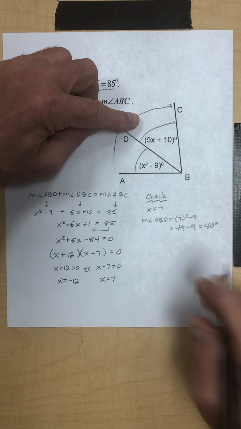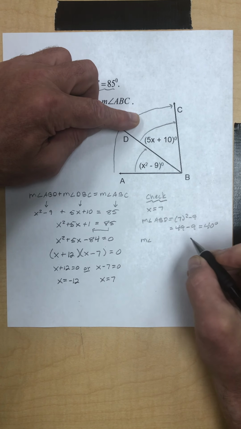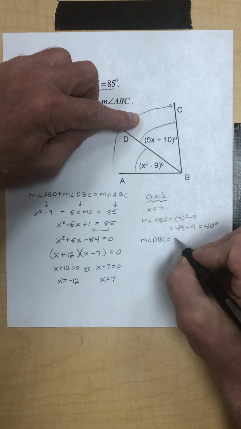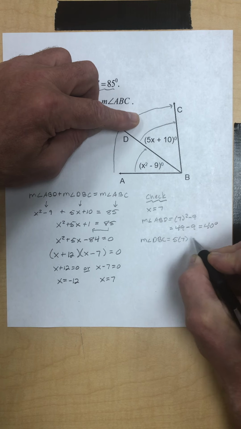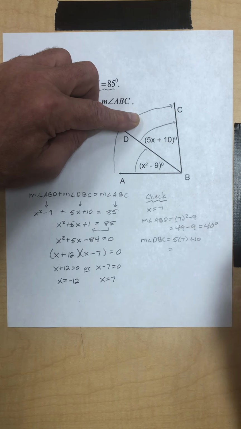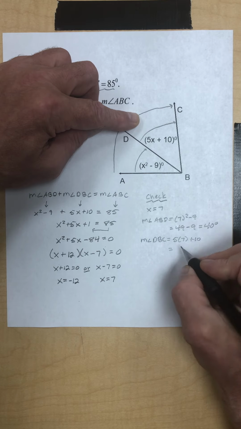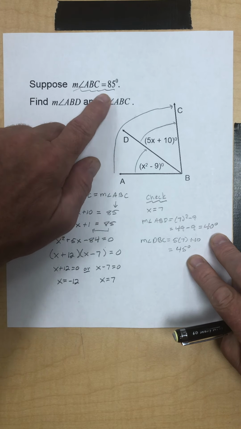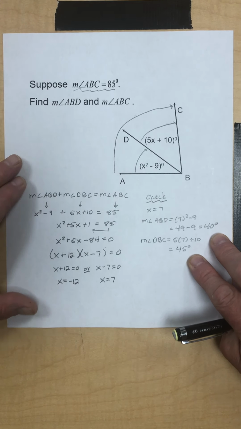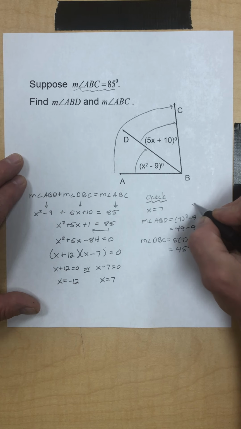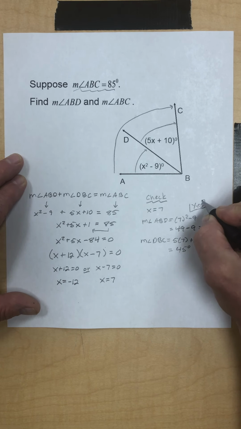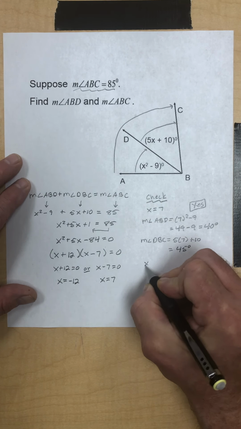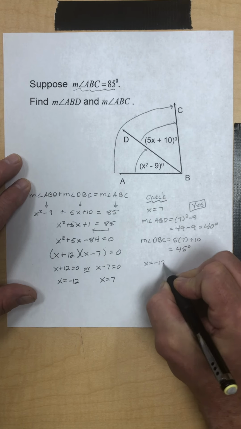Okay, let's check here. The measure of angle DBC, okay, would be 5 times 7 plus 10. Okay, so 5 times 7 is 35, plus 10 is 45. Okay, and notice that these two angles have to add up to 85, and they do. So we know that this works. Okay, this is a big yes. We know that x equals 7 gives us two angle measures that work out. Okay, so now we've got to try x equals -12.